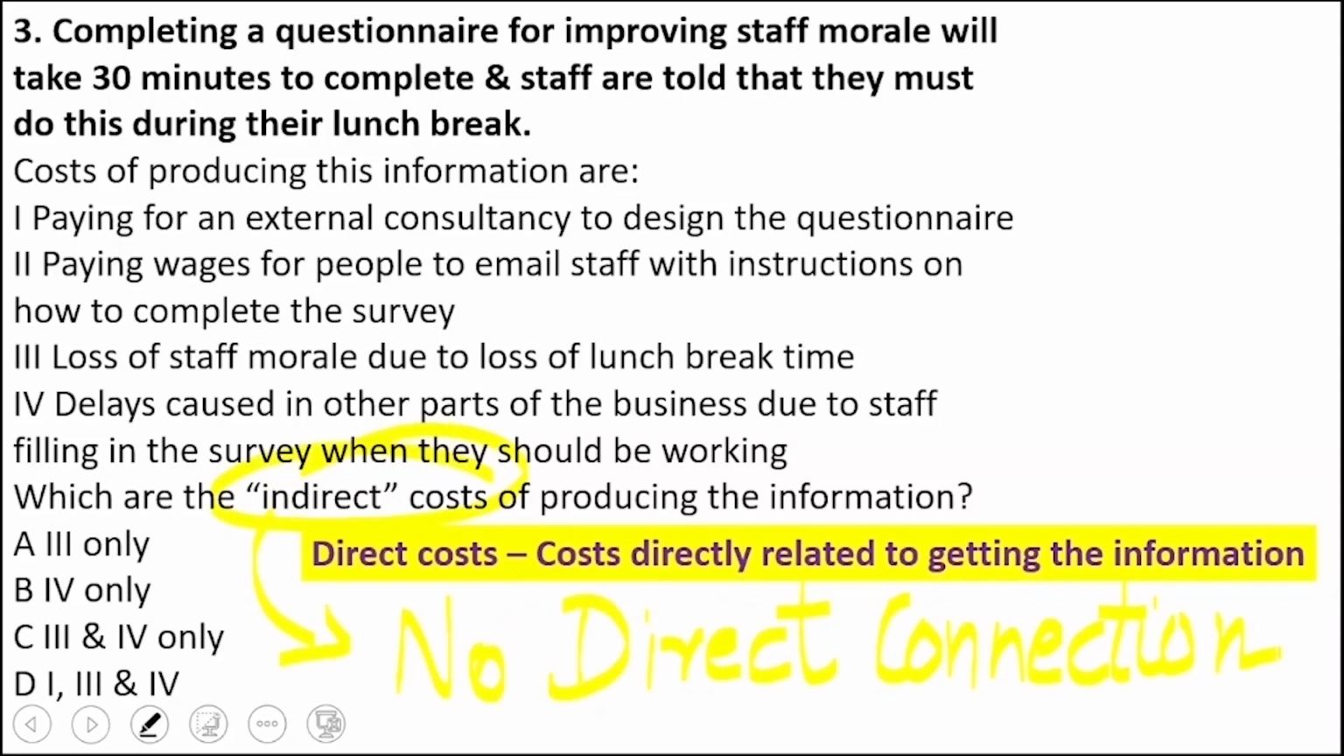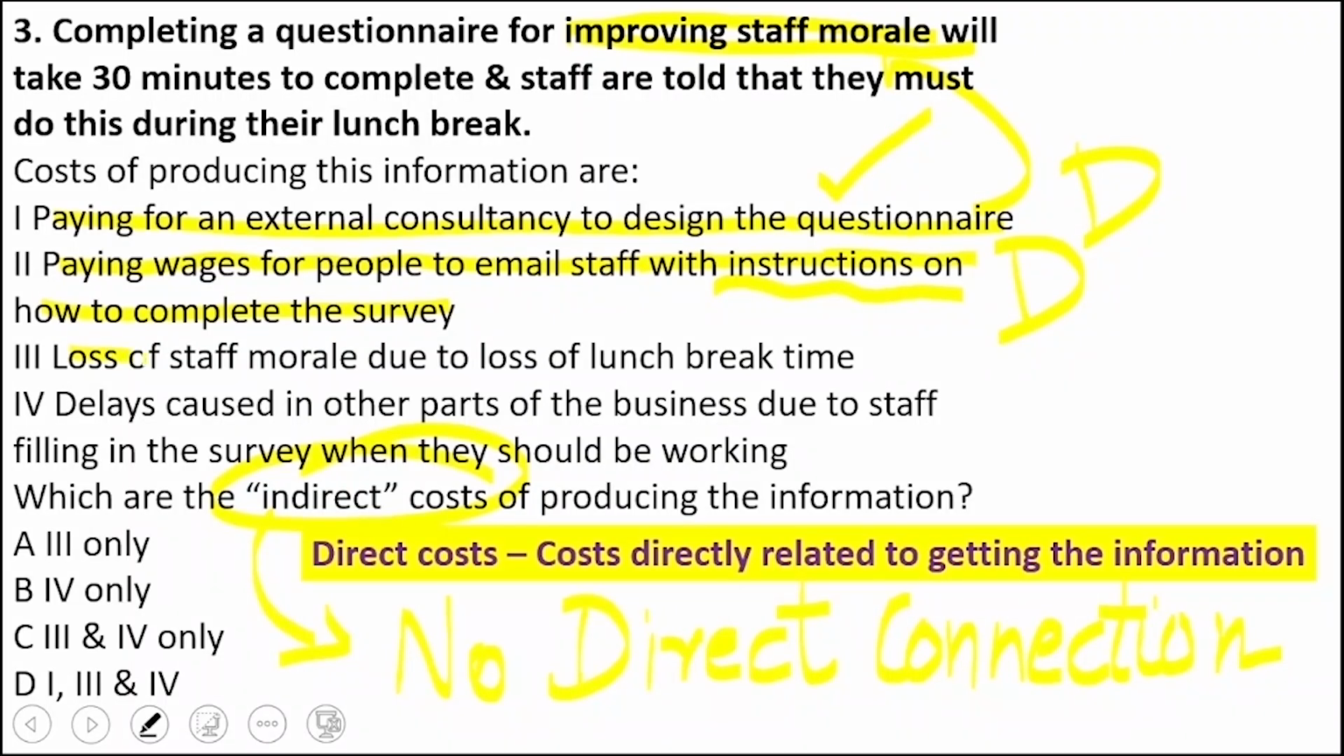So we will go to option 1. So the information is being collected for improving the staff morale. And this questionnaire is something which is directly related to that. Only if we have the questionnaire, we can get the information, right? So it is a direct cost of getting the information. Now option 2, paying wages for people to email staff with instructions on how to complete the survey. Again, these instructions are required for completing the survey. So again, it can be directly related to getting the information.